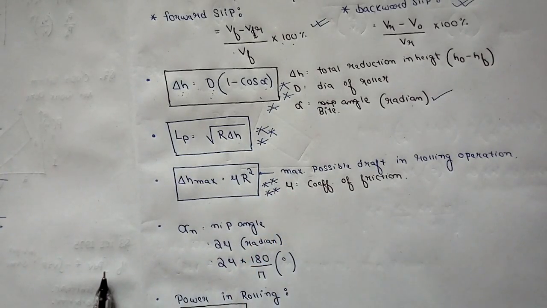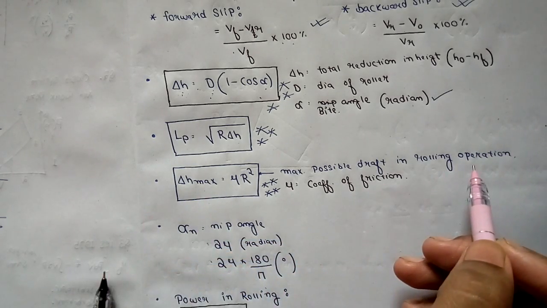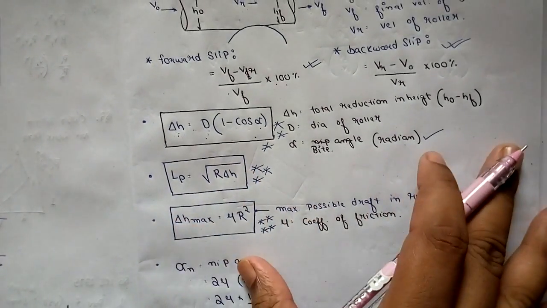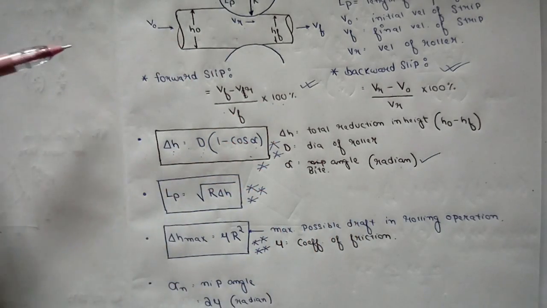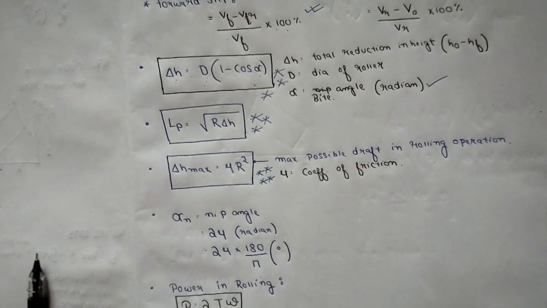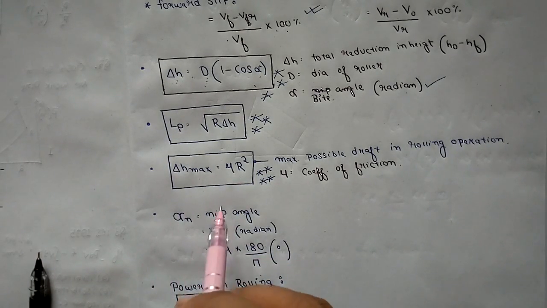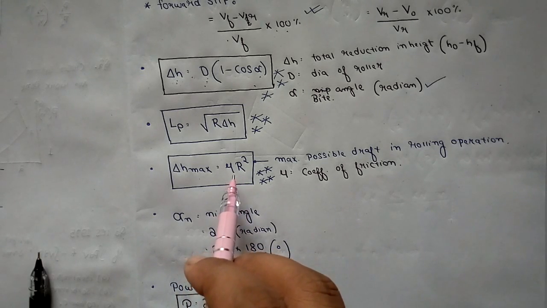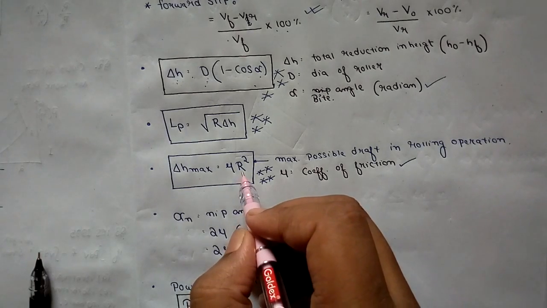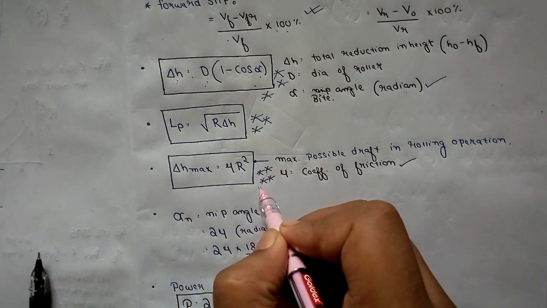All the formulas which I am writing are very important. Many times questions are seen from these formulas directly or indirectly. Del h max is the maximum possible draft in the rolling operation, which means the maximum possible reduction that can be made in one single pass, that is, when the strip passes through the roller one time. That del h max equals mu into r square, where r is the radius of the roller and mu is the coefficient of friction. It will generally be given in the question. You have to just put it in, and del h max will be mu into r square. Please remember this.